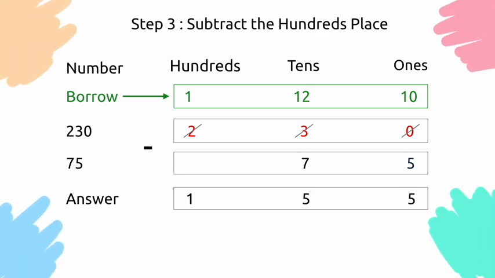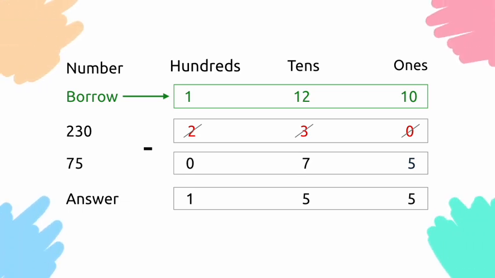Step 3. Subtract the hundreds place. Next, we look at the hundreds place. In 230, after borrowing 100, we are left with 100. In 75, there are no hundreds, so we subtract 0 from 1. 1 minus 0 is equal to 1. So, we write 1 in the hundreds place.